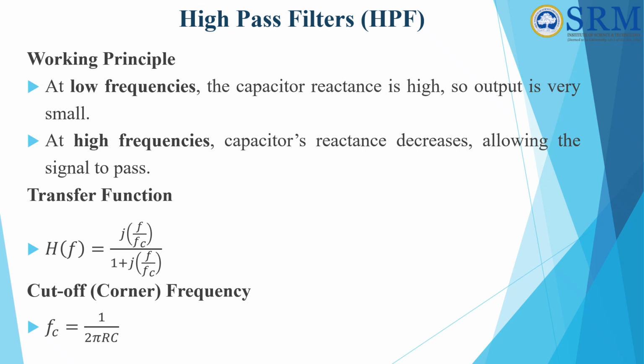The transfer function of the first order high pass filter is given as H(f) = j(f/fC) / (1 + j(f/fC)). This equation shows that the filter passes high frequency signals and attenuates the low frequency signals. The cutoff frequency is given as fC = 1/(2πRC). At this frequency, the output voltage becomes 70.7% of the maximum output.